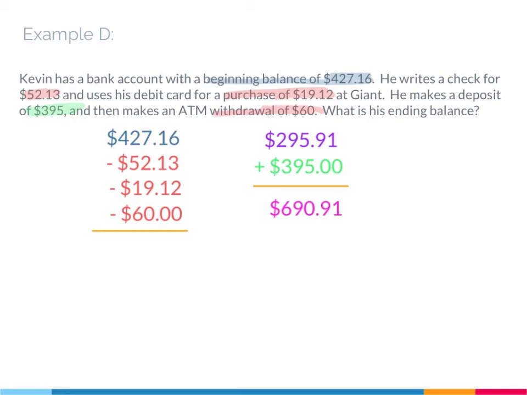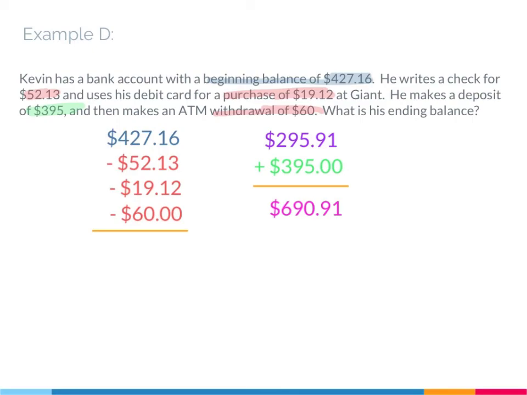Now, could I have done all the negatives in order that I'd seen them in the problem? Could I have done $427.16 minus $52.13 minus $19.12, then plus $395, then minus $60? Of course, that will also work. I like to break it out so that I have all the negatives happening at once and then all the positives happening at once, but both methods will get you to the correct answer if you type them in your calculator.